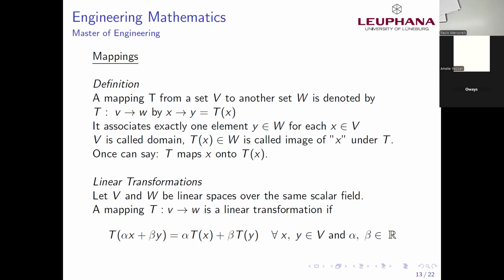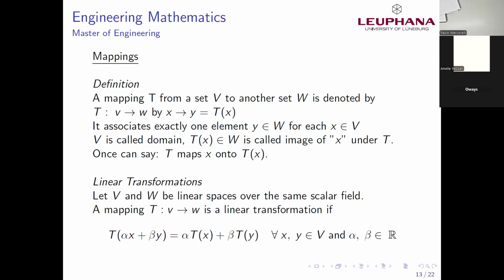Or by x to y equals T of x. Basically, it's a function. It's an association. It's written here: it associates exactly one element y, which belongs to W, for each element x. It's a function. Just one and only one element of W is associated.